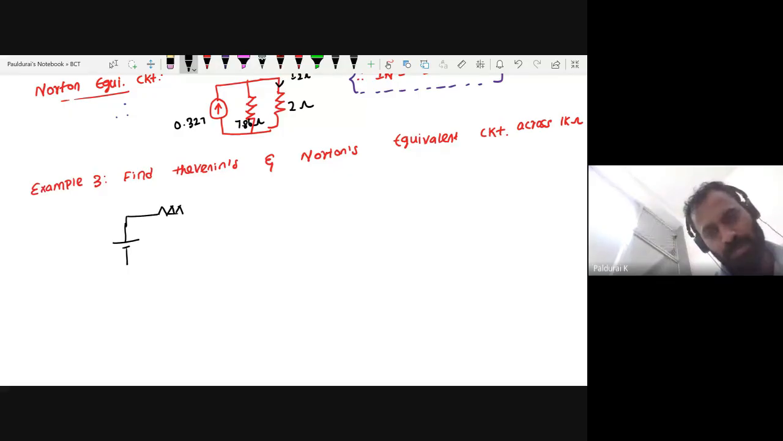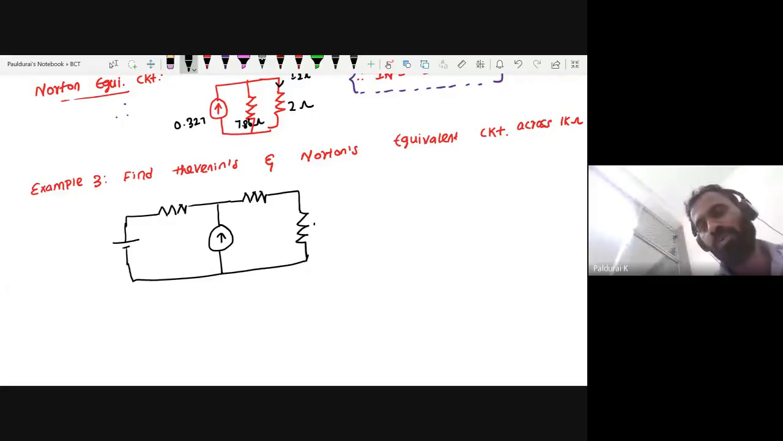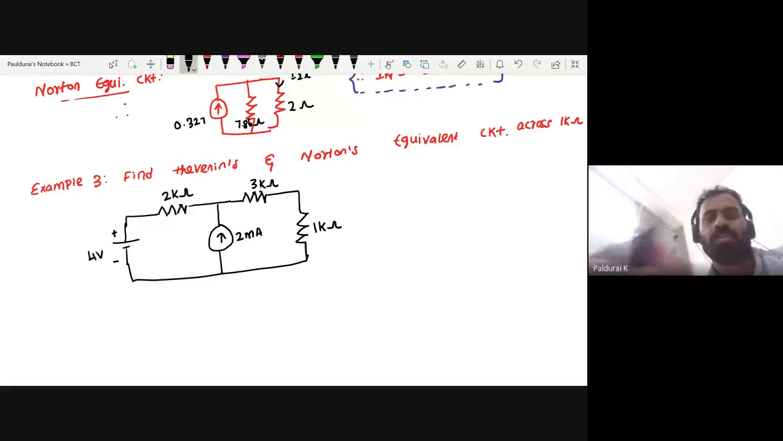Check this problem. So this is my load, 1 kilo ohm. Take this is 2 milliamps, and take this is some 4 volt. This minus. Take this is some 2 kilo ohm, and this is some 3 kilo ohm. Across 1 kilo ohm, so this is your load. This is my load R.